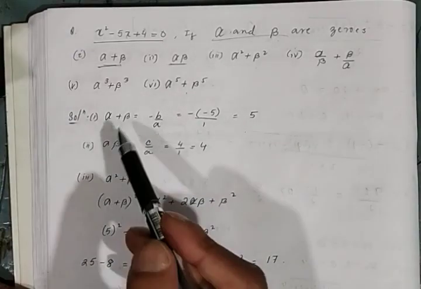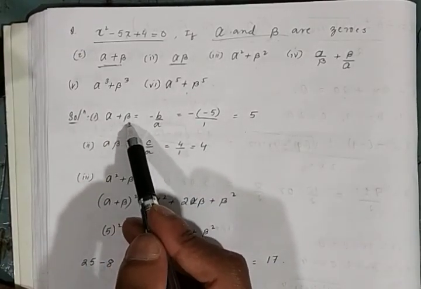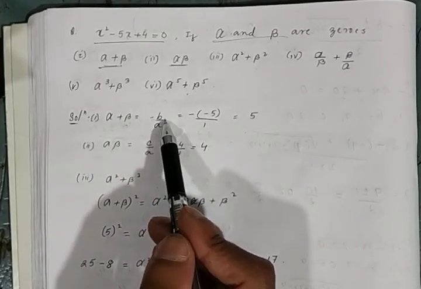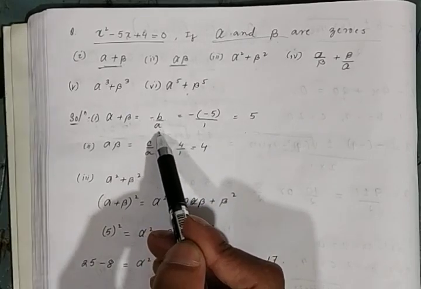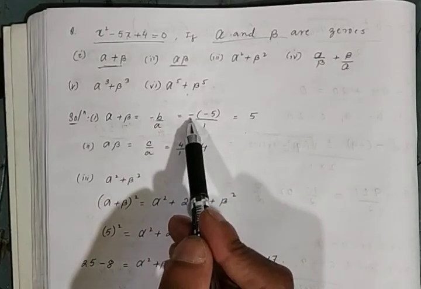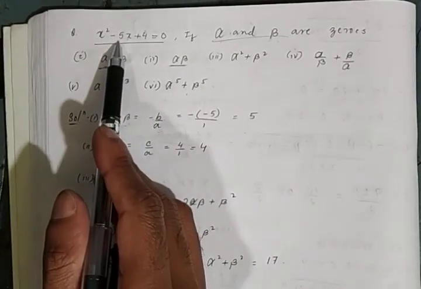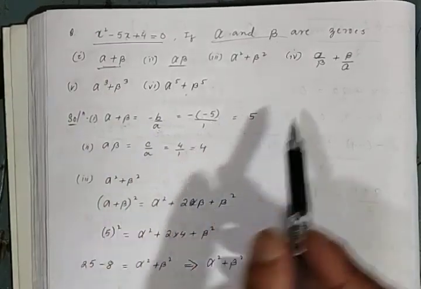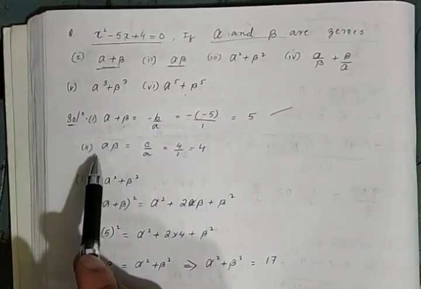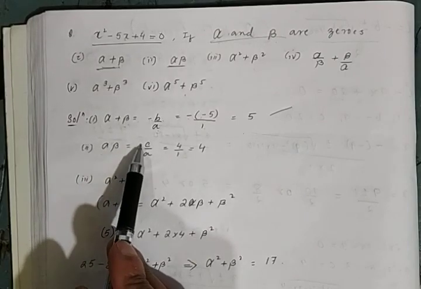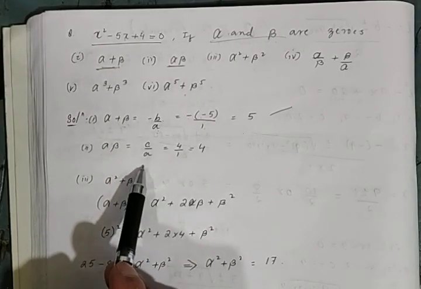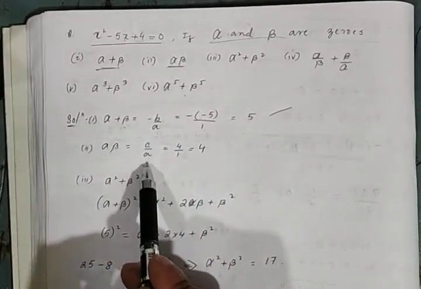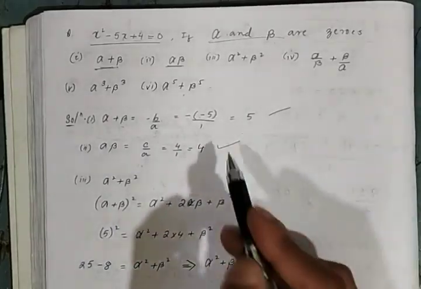So let's find out first alpha plus beta. What is alpha plus beta? It is minus b by a. Minus is the formula, b is coefficient of x divided by coefficient of x square. Minus, what is coefficient of x? It is minus 5. Divided by coefficient of x square, which is 1. So answer is 5. Alpha beta is product of the zeros. Product of the zeros is constant term divided by coefficient of x square, so that's why I have written c by a. Constant term here is 4 and coefficient of x square is 1. So answer is 4. Now these two are very important.